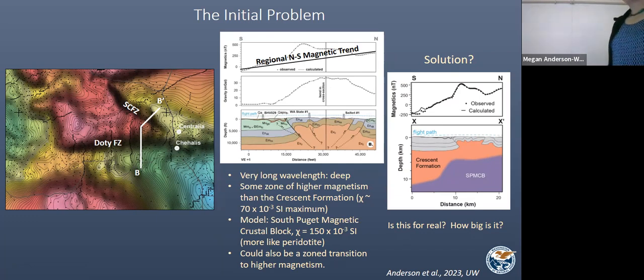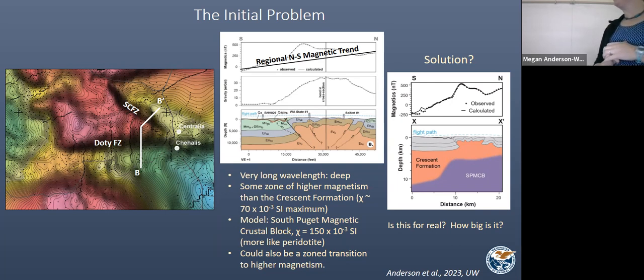A very long wavelength means it's deep. And the high amplitude of the anomaly means it has to be a very high magnetization, higher than the Crescent Formation. The Crescent Formation has a magnetic susceptibility of 70, and don't worry if you don't understand that, I'm going to do some comparison. And by contrast, this block of material, which we're calling the South Puget magnetic crustal block, if anybody has a better name for this that's shorter, I'd love to hear about it. But it has a magnetization that is probably more than double the Crescent Formation where we modeled it, so 150.